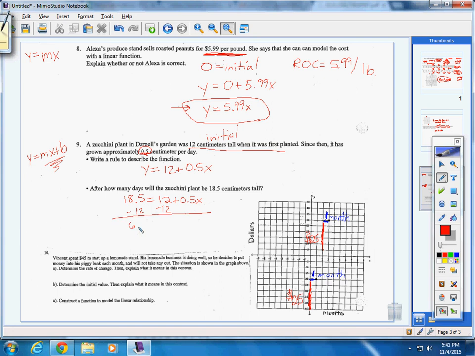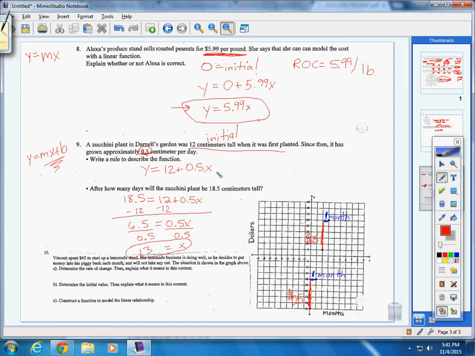You're left with 6.5 equals 0.5x. And to get the x by itself, you would divide by 1/2 or divide by 0.5. And what you're going to find then is that x equals 13. And in this case, it says after how many days? It's 13 days.